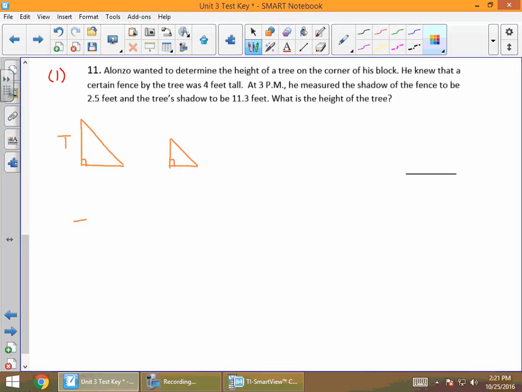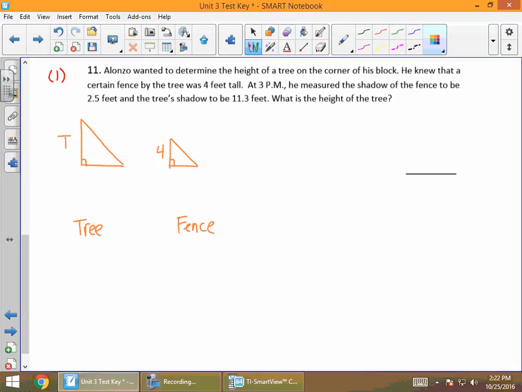So I'll label these over here. This is the tree with the tree shadow. This is the fence with the fence shadow. So what's it saying in our problem? Alonzo wants to determine the height of a tree. So T, that's what I'm looking for. At the corner of his block, he knew that a certain fence by the tree was 4 feet tall. So the fence here is 4 feet tall.